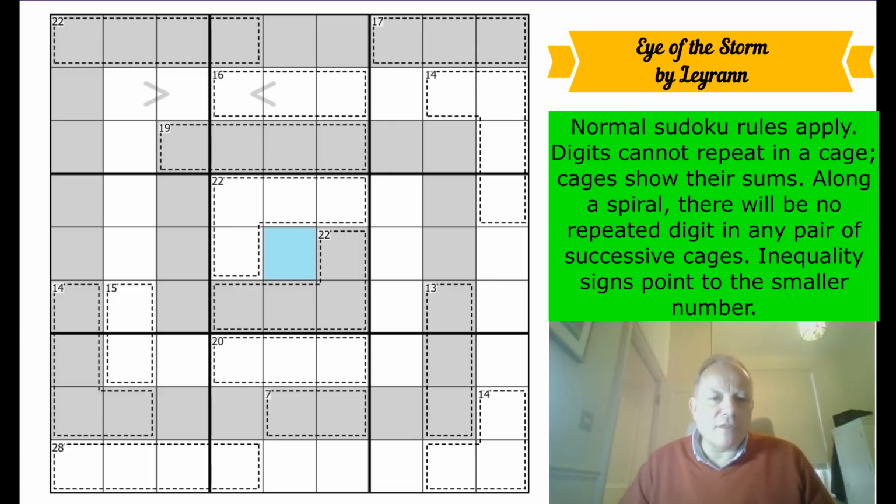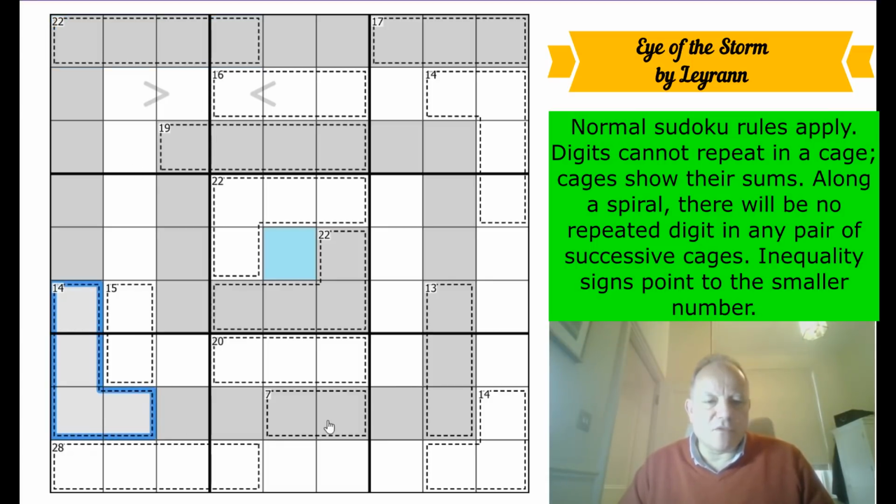I think we take either the grey or the white spiral. So let's look along the grey spiral from the outside, maybe. Within the first 2 successive cages, for instance, there is no repeated digit. Well, that's obvious for those 2 cages because they're in the same row where there can't be a repeated digit anyway. But if you take the next 2 successive cages, well, that's more interesting. These are 8 separate cells up here and down here, and there can't be any repeated digits within those.